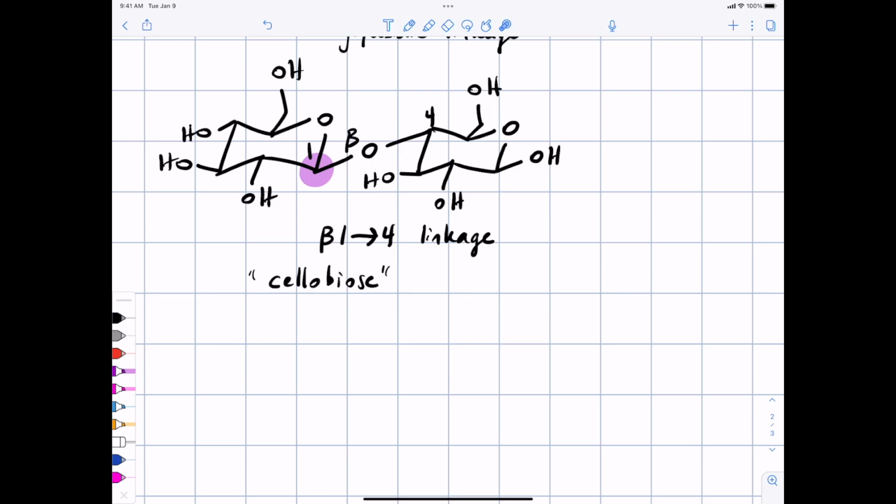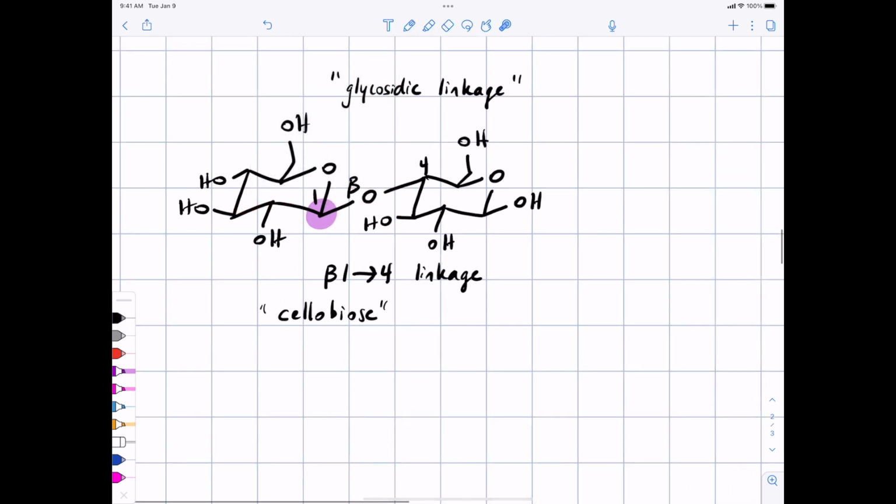And yes, if you wanted to name this whole molecule, you would technically need a way to talk about how this is glucose and this is also glucose. We won't worry about that, but the skill you need to have is the ability to look at a structure and then tell me what kind of glycosidic linkage that is. That's a beta 1,4 linkage.